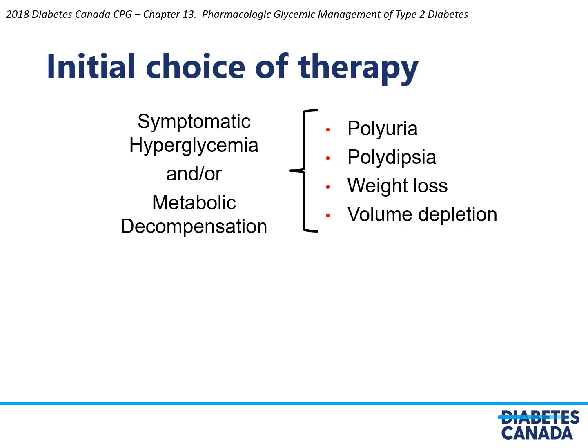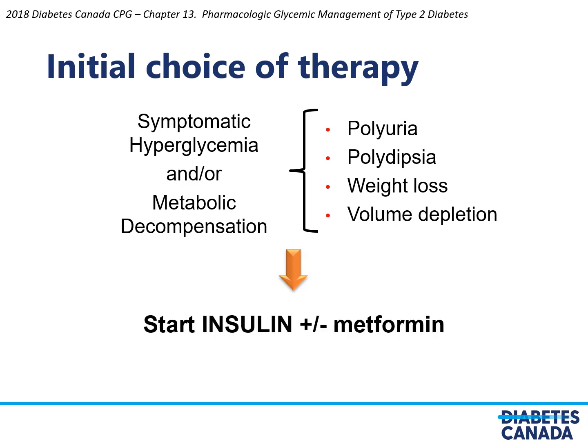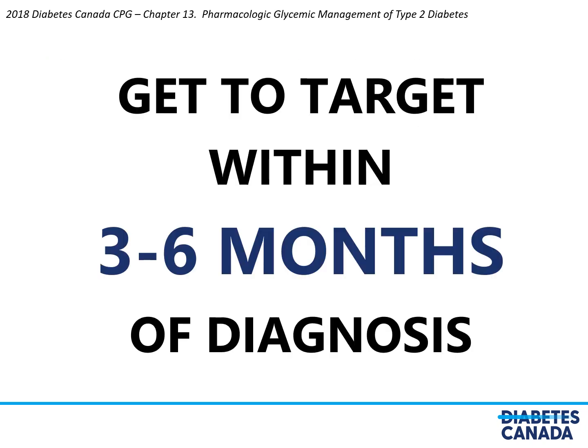If the patient has symptomatic hyperglycemia and/or metabolic decompensation, insulin should be initiated alone or in combination with metformin. This includes patients with polyuria, polydipsia, weight loss, or volume depletion, or post-treatment of diabetic ketoacidosis or hyperosmolar hyperglycemic state. A key message is to make timely adjustments to attain the patient's individualized target A1C within 3 to 6 months of diagnosis.